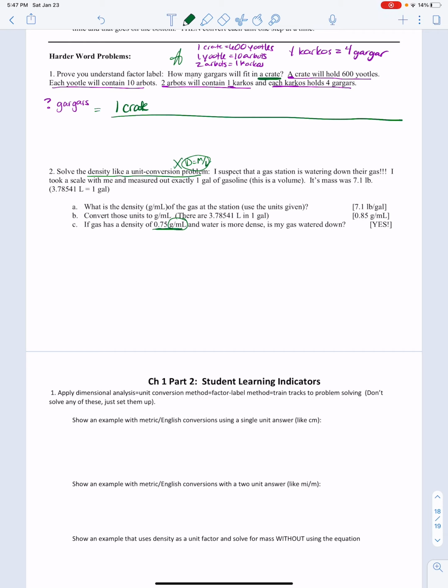So let's read this. I suspect a gas station is watering down their gas. I took a scale with me and measured out 1 gallon of gasoline. A gallon is a volume. If you didn't know, that's a volume. The mass was this, 7 pounds. And by the way, here's your relationship. First question, what is the density of the gas at the gas station? Okay, yes, you can do density equals mass over volume, but I want to show you how to do it in a different way.